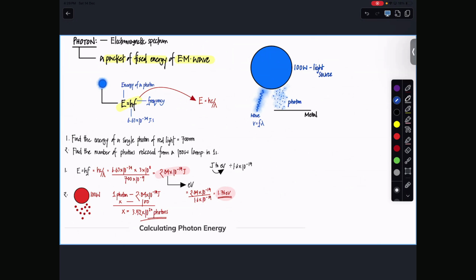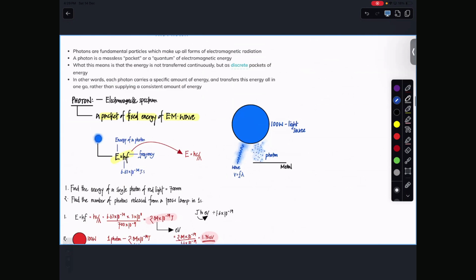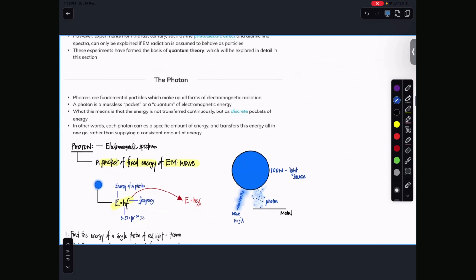All right, let's move on. So next, this is the photon. It's a packet of energy.